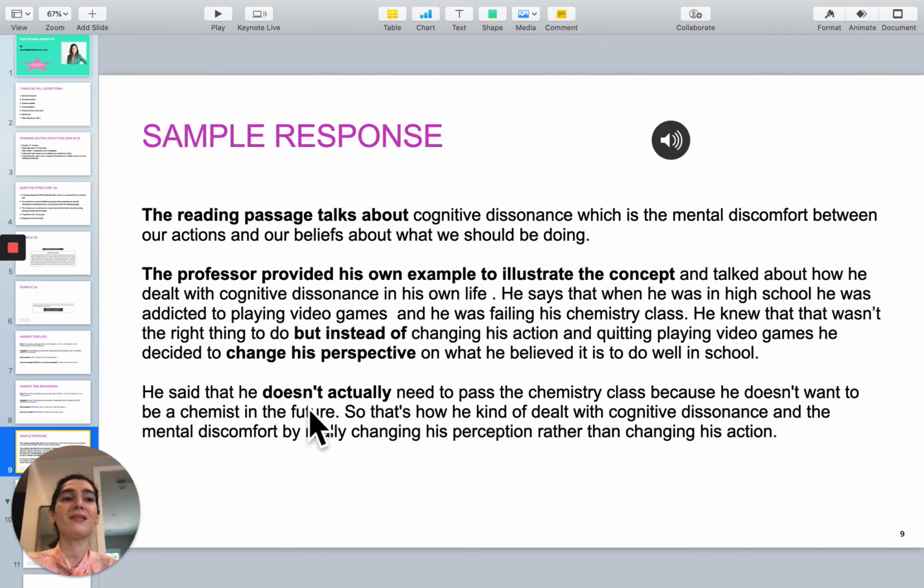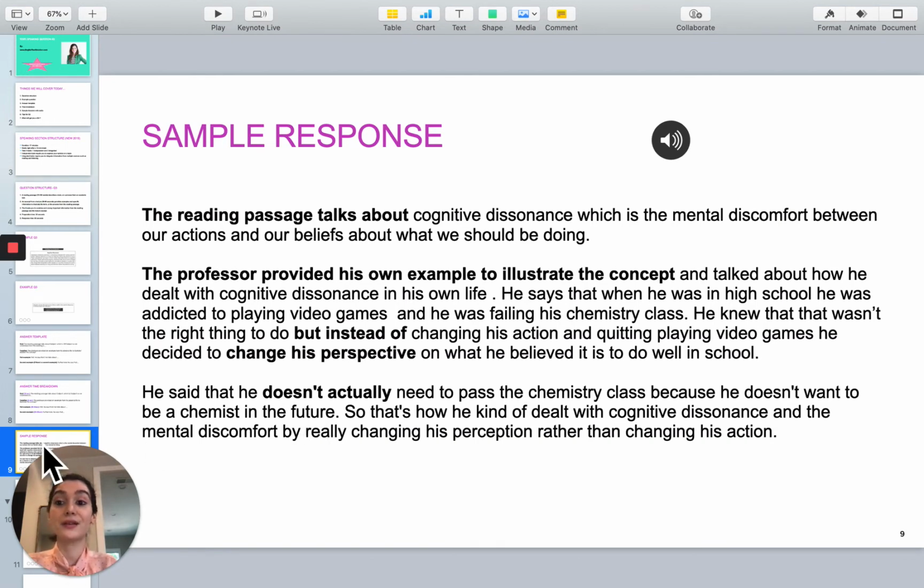Really tell that this is how the professor dealt with cognitive dissonance, by changing his perception rather than changing his action. Give a high level type of conclusion, which is not even like a basic conclusion. It's actually doing topic development and showing the graders that you understand the material.